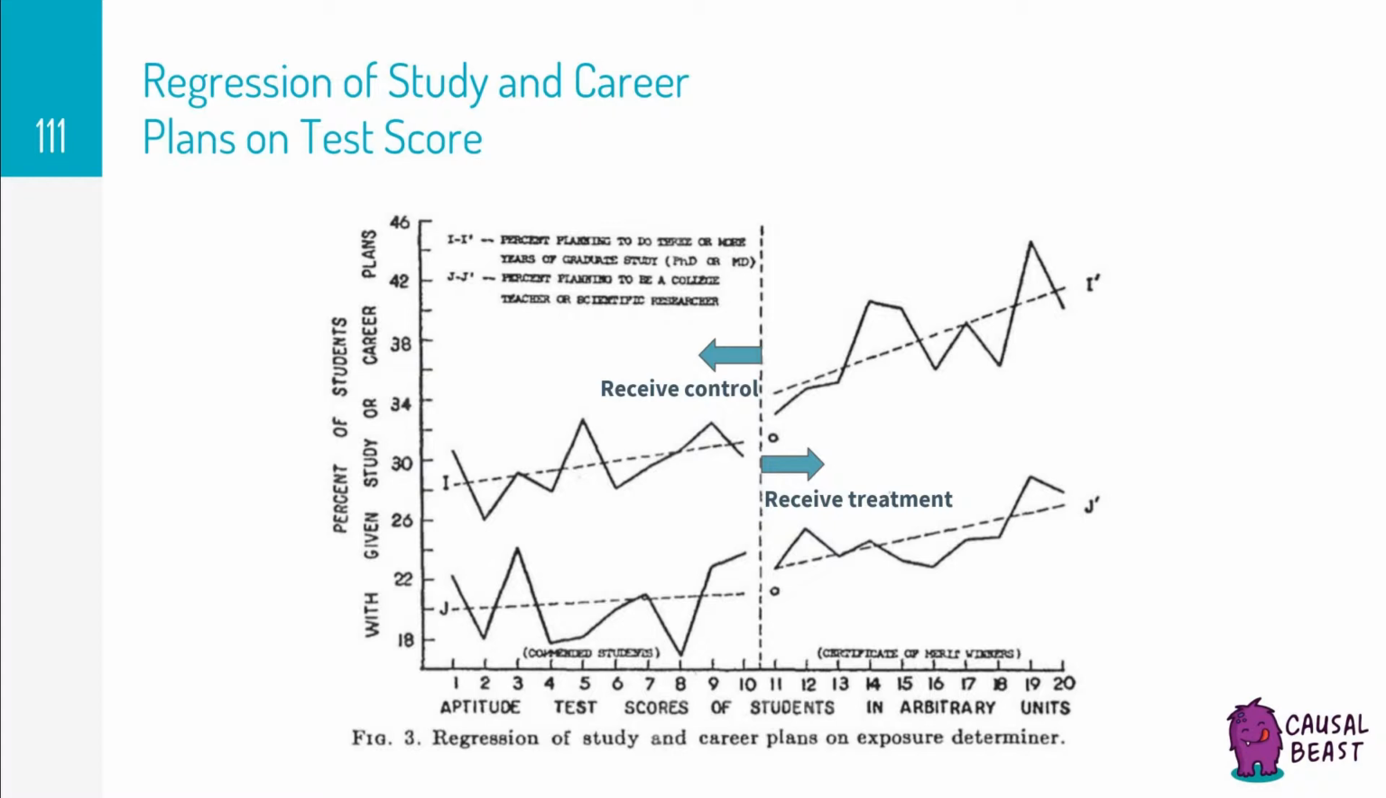We have on the x-axis the test scores, and on the y-axis we have the percentage of students with given study or career plans. This is their proxy variable for student achievement. In the study, the researchers highlighted two types of outcomes: people pursuing 3 years or more of graduate school, and people planning to become a professor or scientific researcher. Their percentages are shown on the y-axis.